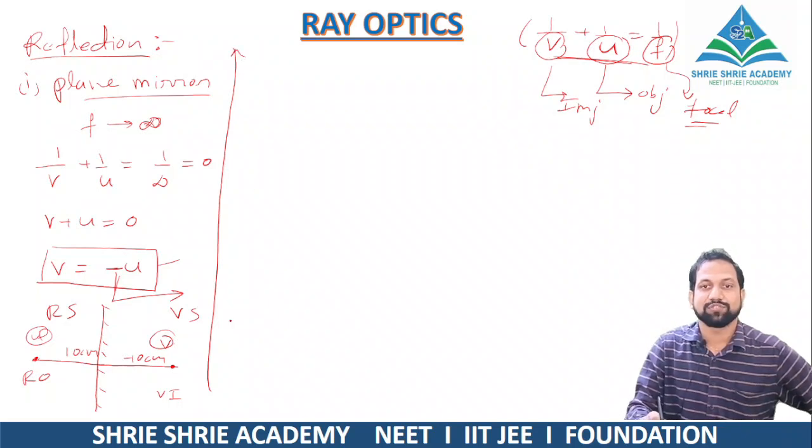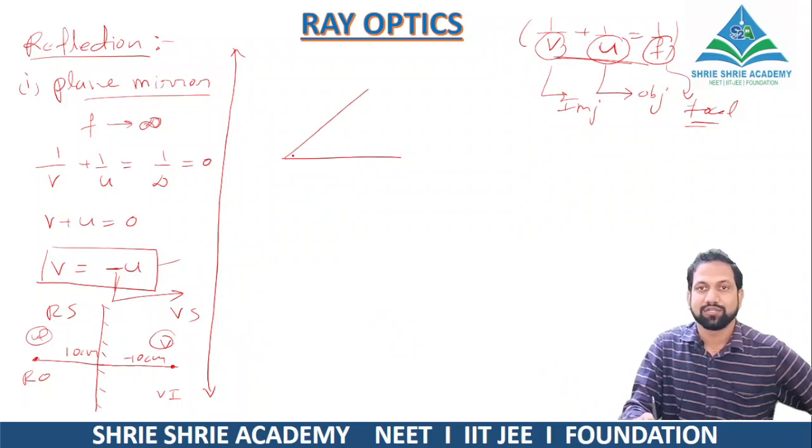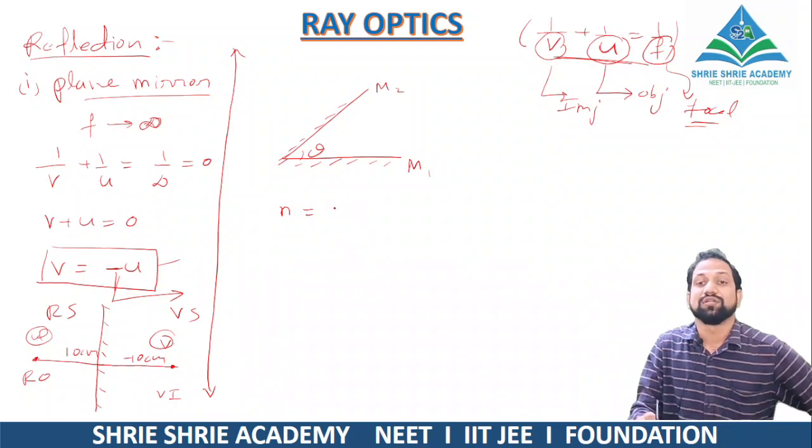Next, number of images formed due to inclined mirrors. This is also important topic. If there are two mirrors which are inclined at an angle theta, right, this is M1 and M2, then definitely the number of images formed n equals to m minus 1, or otherwise I have to tell you common formula here. Just a minute. n equals to, or first let us define m equals to 360 by theta. This is m.